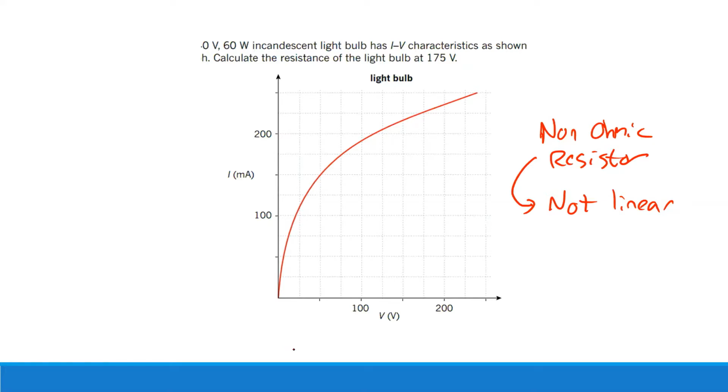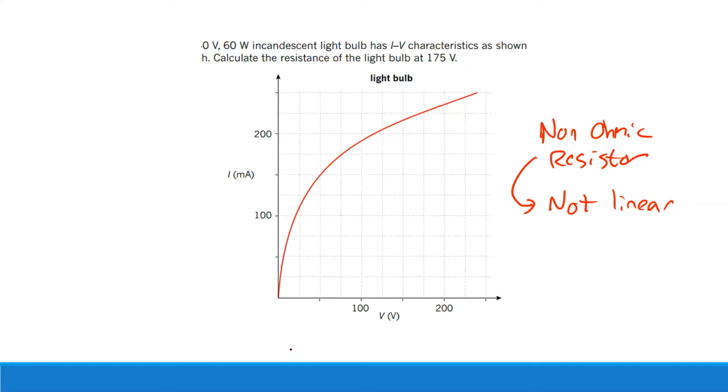I guess that you could say for a light globe, and I don't know if this is a real term, but it's almost semi-ohmic, because as the voltage goes up, the current does go up, but it just doesn't go up in a straight line. So how do you measure this?